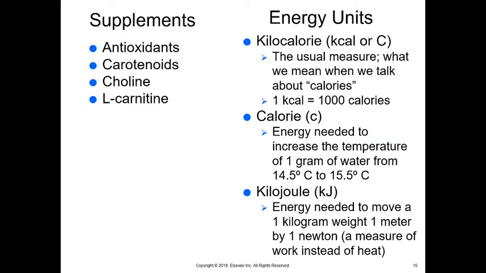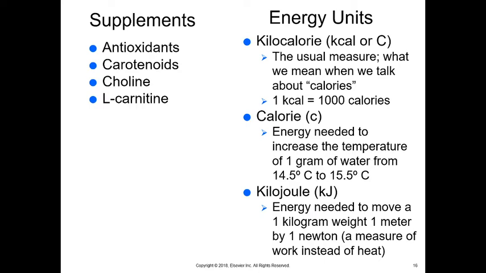Some supplements you might find that are helpful for the body. Antioxidants. If you've done any reading or watching of TV lately, you will see that antioxidants are touted as being really important. Well, they are, because what happens as cells age is they actually oxidize, and anything that is an antioxidant keeps cells from aging. So they keep cells healthier longer. So antioxidants are a very important supplement. Carotenoids, choline, and L-carnitine are also some vitamins and some supplements that can be really helpful with the body functioning.